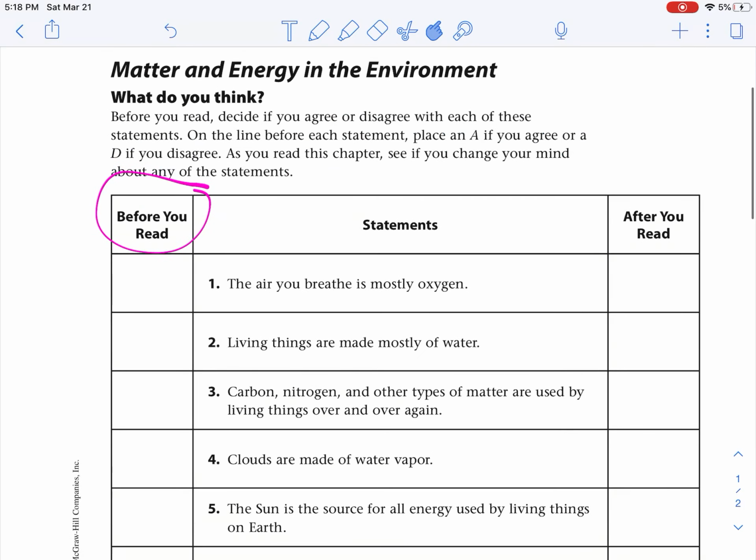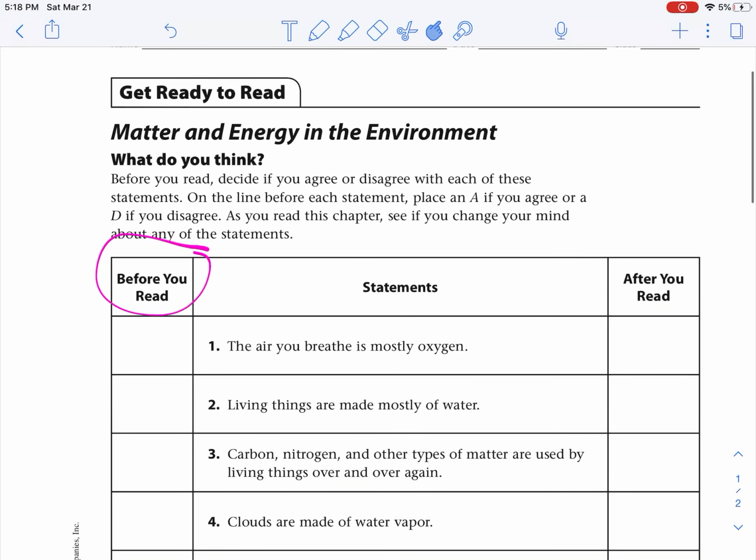So, before we get started, do you agree or disagree? So you will do what you've done before, write agree or disagree in that line, and then file it away for after we finish this chapter, okay?